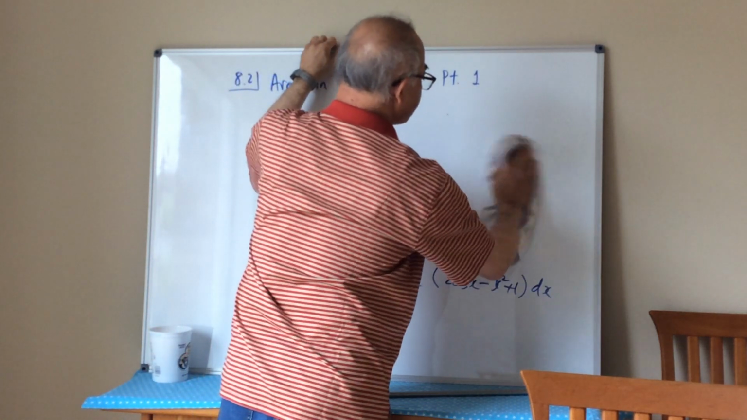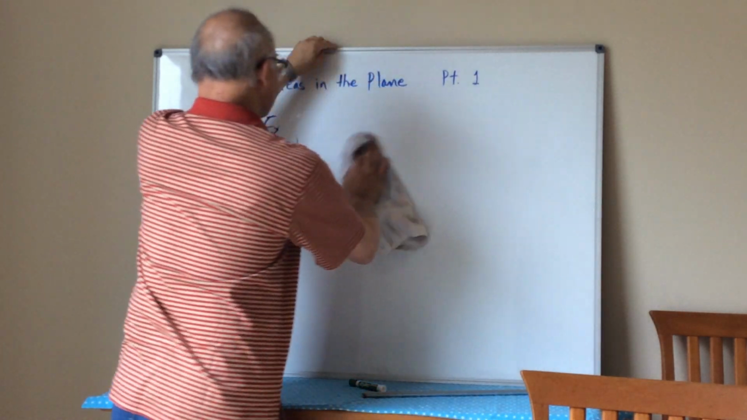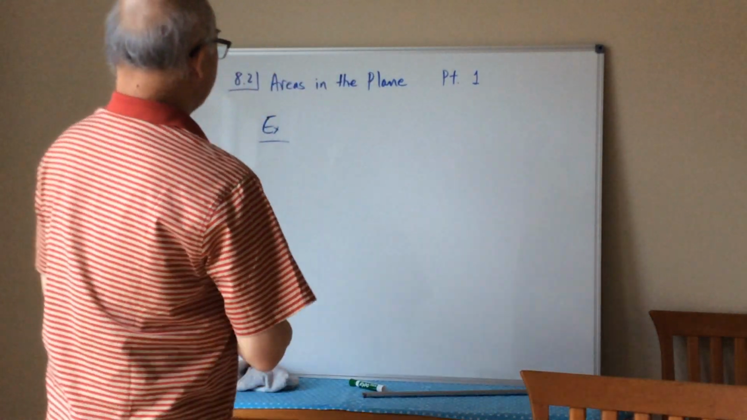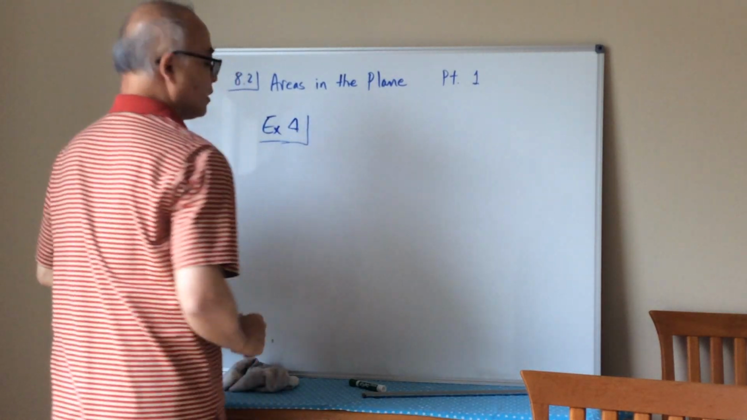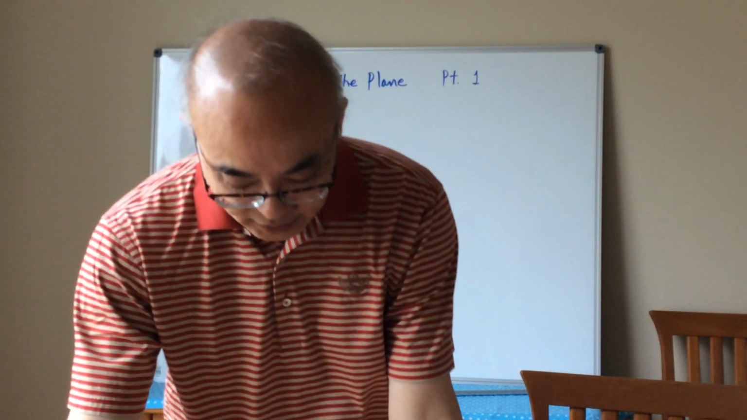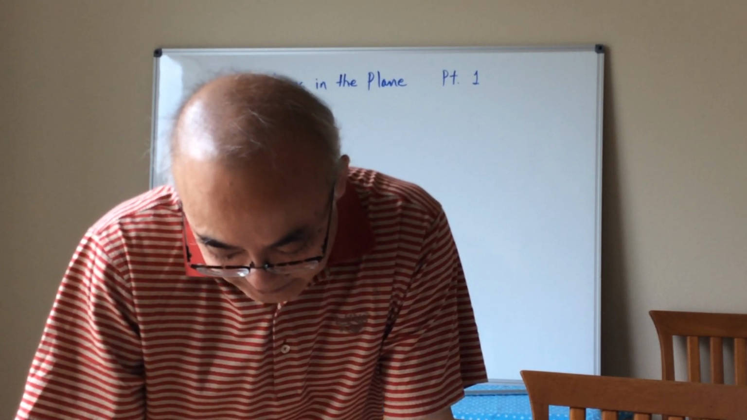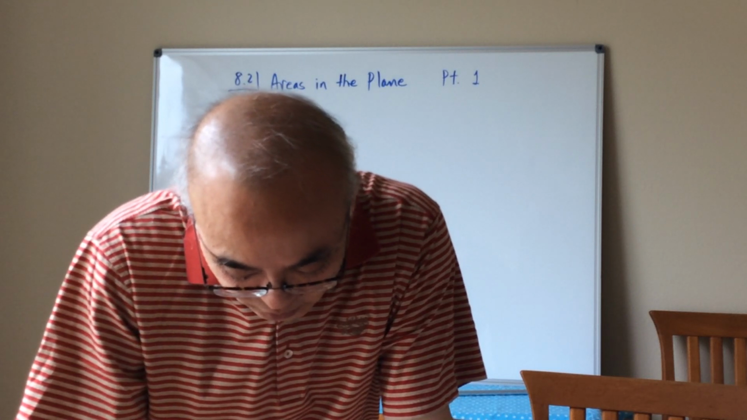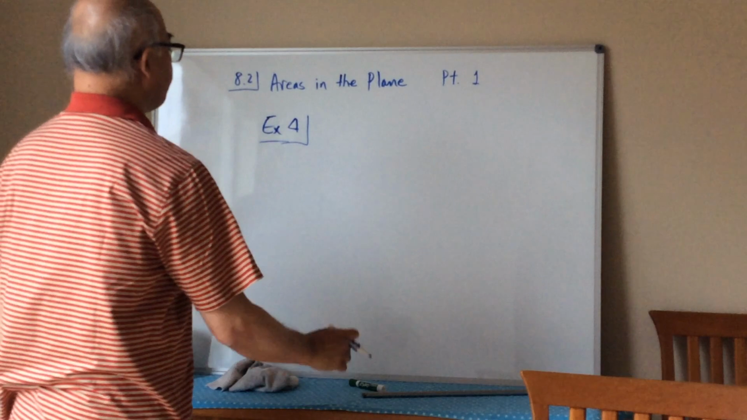Example number 4 is an interesting thing. So now we still have the dominance, but we will come to a little bit of a problem here. In example number 4, I have: find the area of the region R in the first quadrant that is bounded above by y is equal to root x and below by the x-axis and the line y = x minus 2.